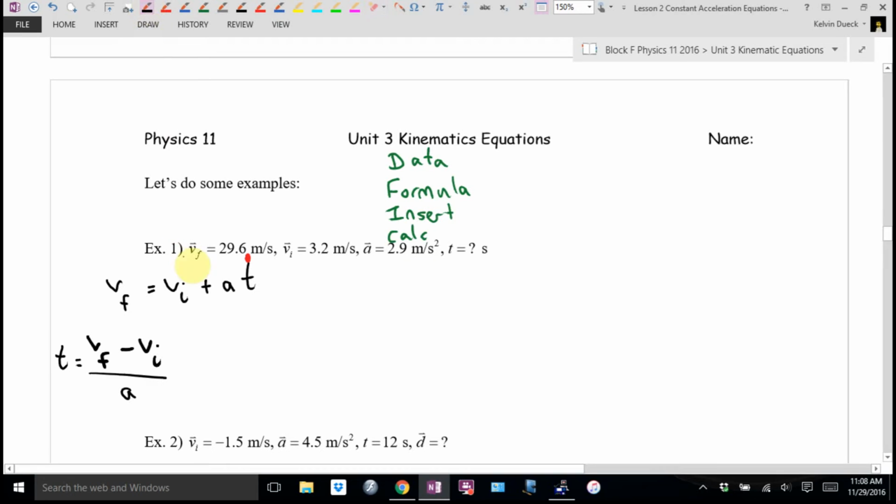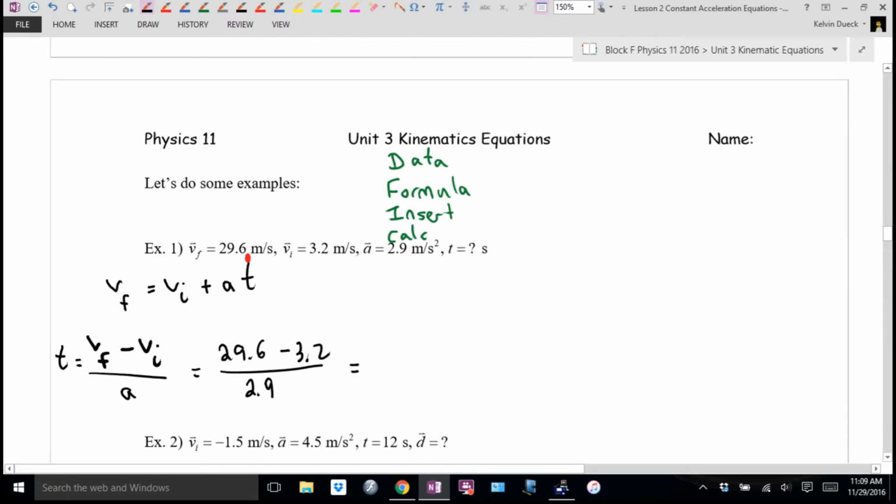Now, let's plug and chug. What's VF according to this question? 29.6. Yep. This is why I always make that little list. Minus, what's VI? 3.2 divided by, what's A? 2.9. I also did a quick check. Everything is in meters and seconds. I don't need to do any conversions. I didn't see any kilometers or hours kicking around.